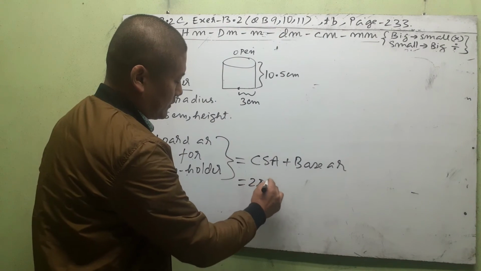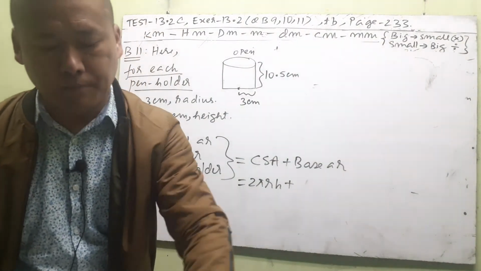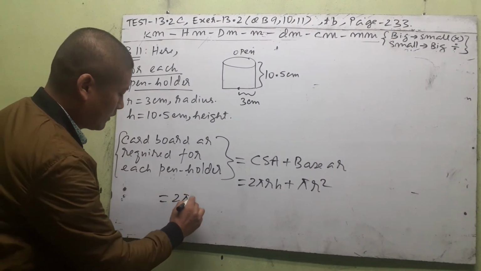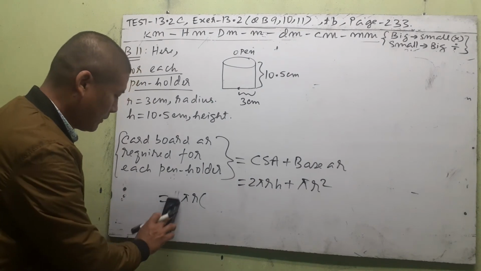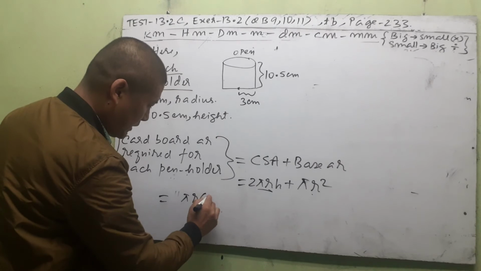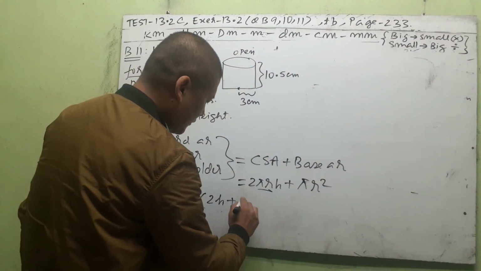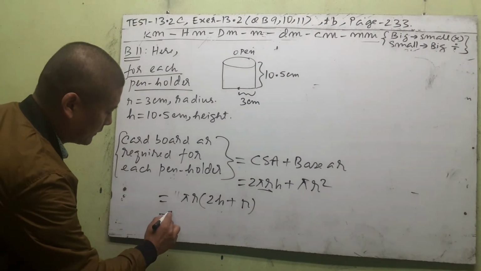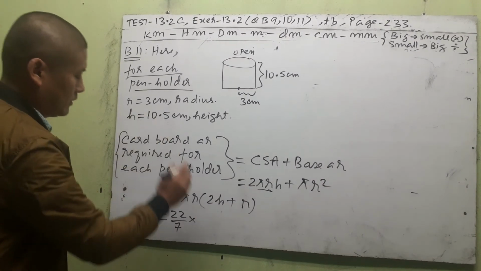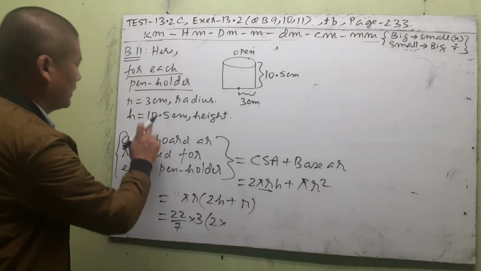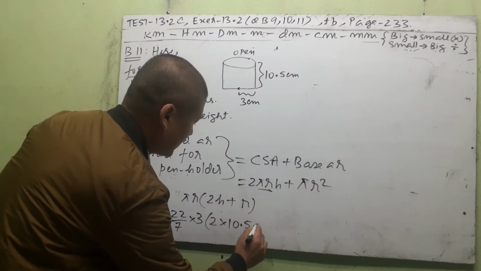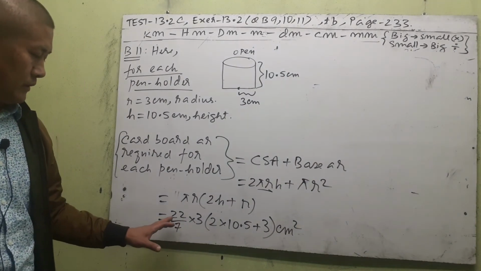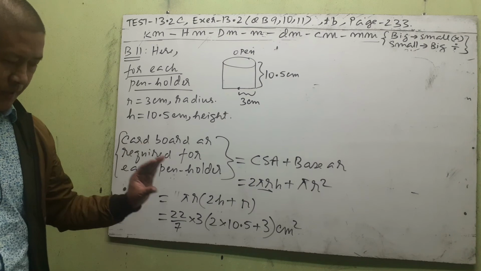So the formula for curved surface area is 2 pi r h. Base area, as you can see, the bottom is circular, so area of circle, pi r square. Next, that will give you pi r common taken out. Then 2h will be inside the bracket plus r, because it's pi r into r square. So we take out the common factor to make our calculation slightly easier. And 22 by 7 into r, 3, into 2 into h, here 10.5, plus small r, here again 3, close the bracket, and area means centimeter square. This is the cardboard area required for making one pen holder.